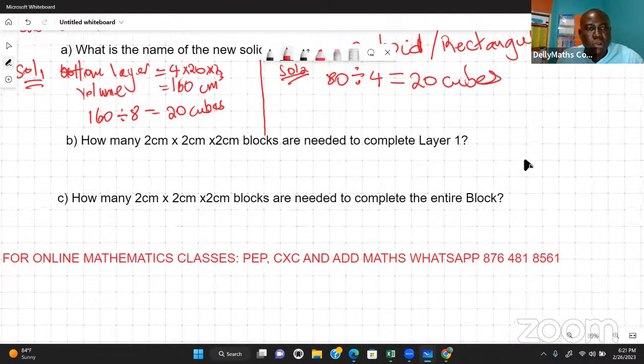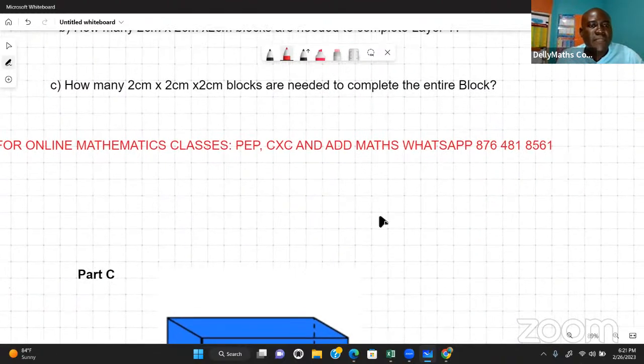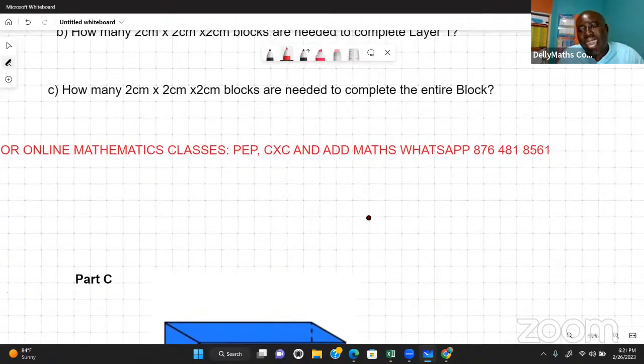The B part now says this: how many of this cube will completely fill the block? We just did that, so we got the 20. We worked out the 20 up here, guys, so these questions were answered right there, 20. Now let's look at how many of these blocks you need to complete the entire thing. How many will you now use to complete the entire thing?